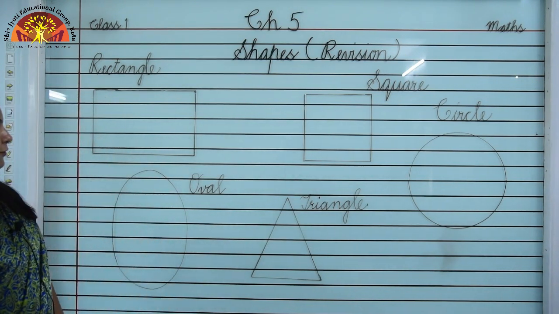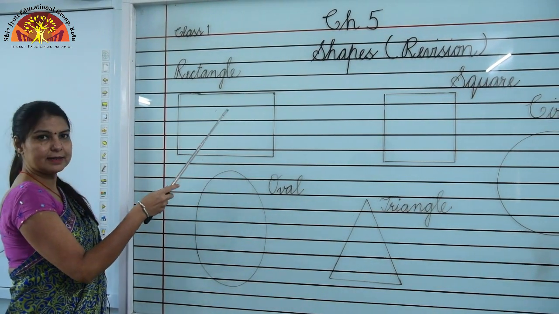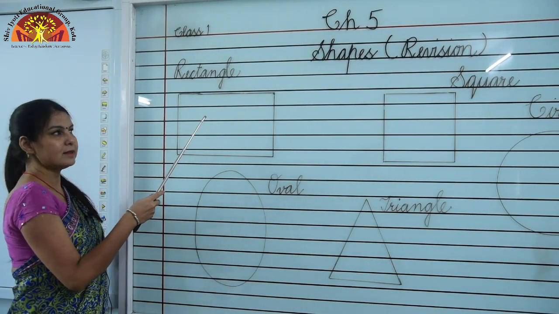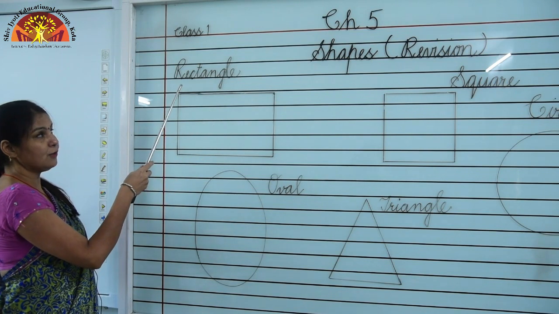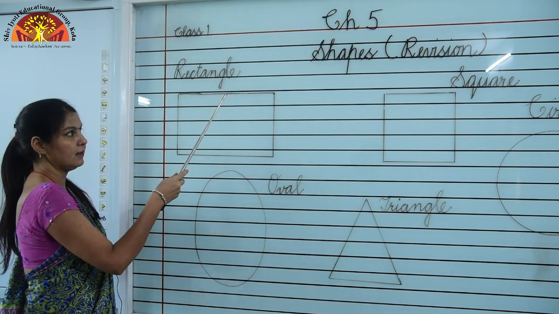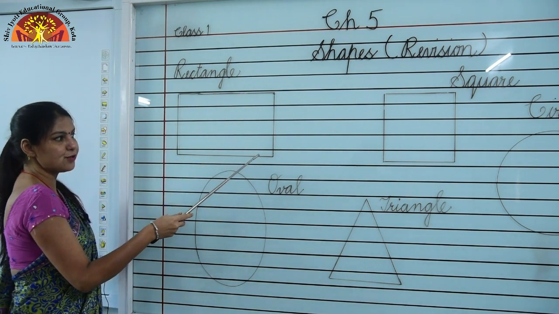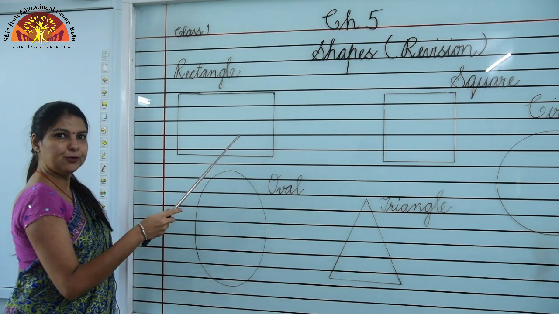So, first of all we will see this shape. This is a rectangle. What is this? This is a rectangle. The spelling of rectangle is R-E-C-T-A-N-G-L-E, rectangle. Children, now here you can see it has 4 sides and 4 corners.